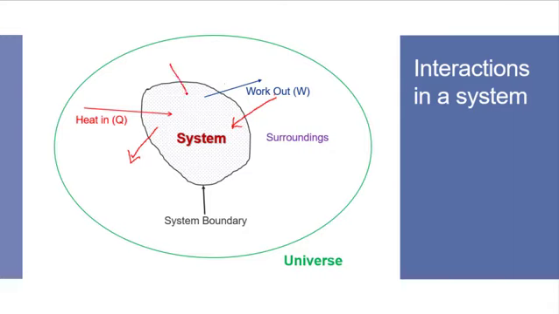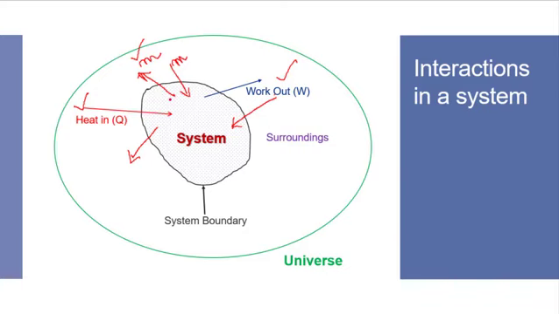Similarly, there may be mass transfer. The mass may enter into the system or mass may go out of the system. So these are called the interactions in a system. Now in some cases, mass transfer takes place. In some cases, heat transfer takes place. In other cases, work transfer takes place. And again, in some other cases, there may be permutations or combinations of these three.